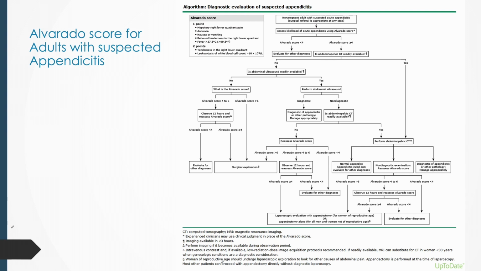The Alvarado score is used more in adults. It is not as accurate in kids. It helps you wrap your head around the risk of having appendicitis. You give 1 point for any of these symptoms here, and 2 for either of these. That's how you help determine whether you evaluate or get the CT or the ultrasound. Because a lot of patients come in with acute abdominal pain, and sometimes you don't want to CT everyone that comes in, this will help you determine the likelihood of appendicitis in an adult.